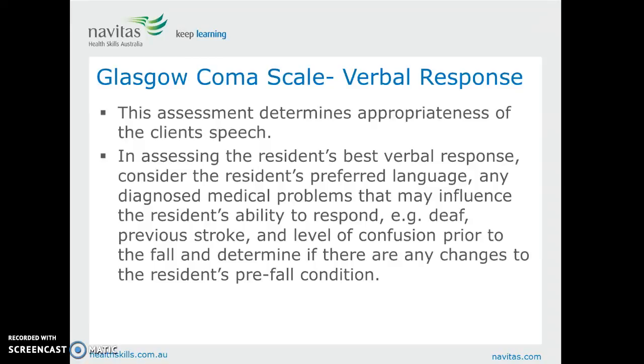This assessment determines the appropriateness of the client's speech. In assessing the client's best verbal response, consider the client's preferred language, any diagnosed medical problems that may influence the client's ability to respond, such as deafness, previous stroke, and level of confusion prior to the fall, and determine if there are any changes to the client's pre-fall condition.